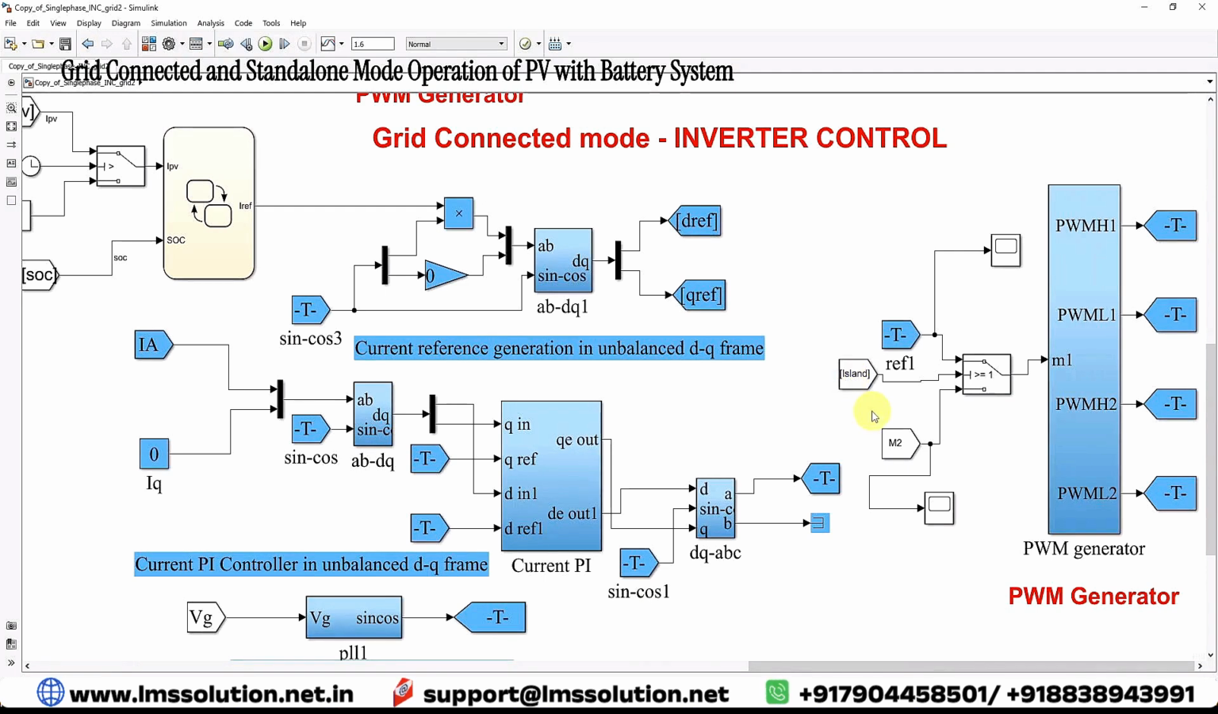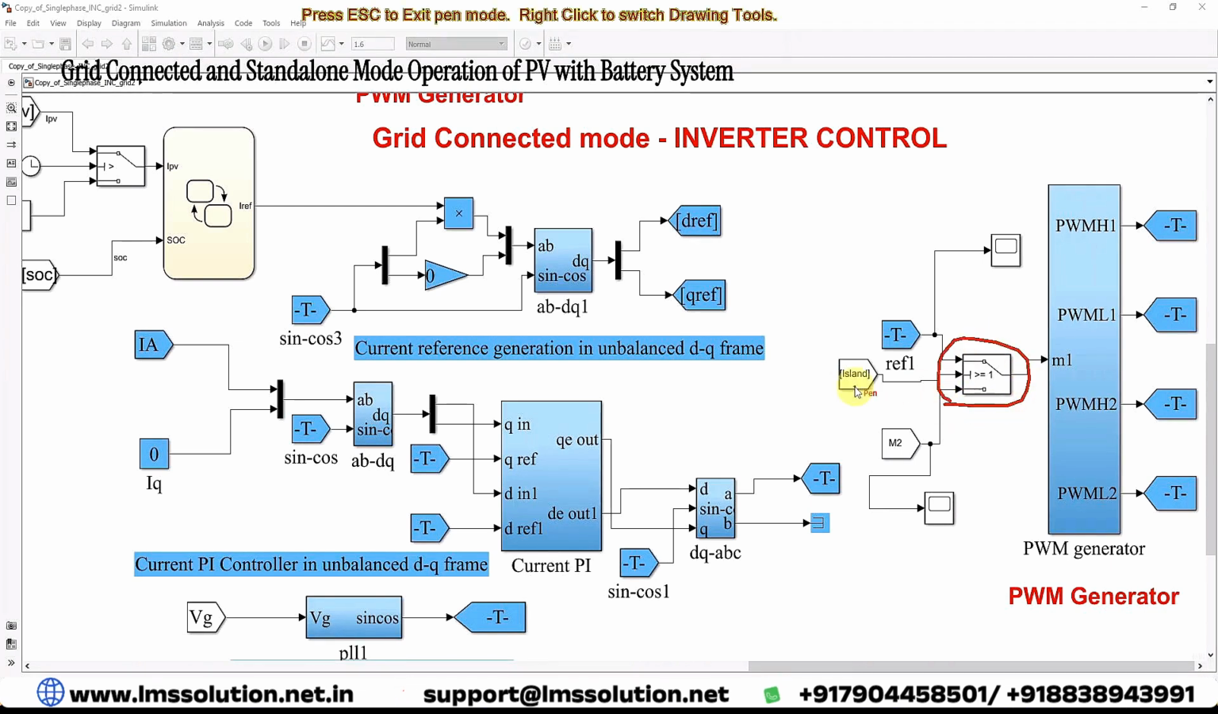When the grid voltage is equal to 0, then it should be operated in island mode. When the grid voltage command is equal to 1, then it is going to be operated in grid connected mode. For that, we have this switch. We are comparing that value. When this value is equal to 0, the condition is not true, then it is going to be connected via here.